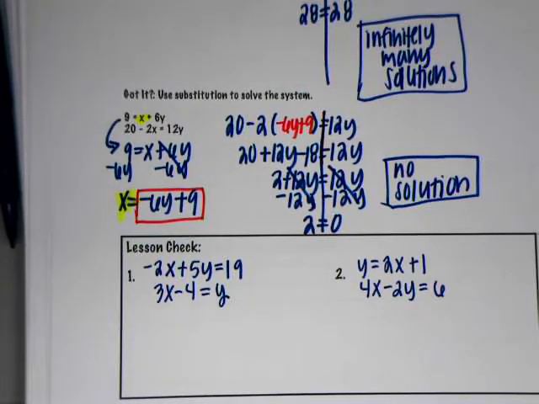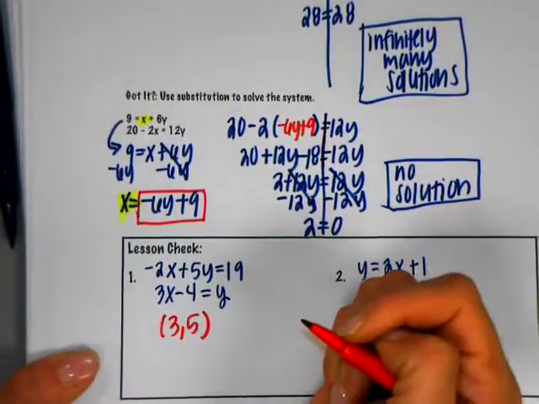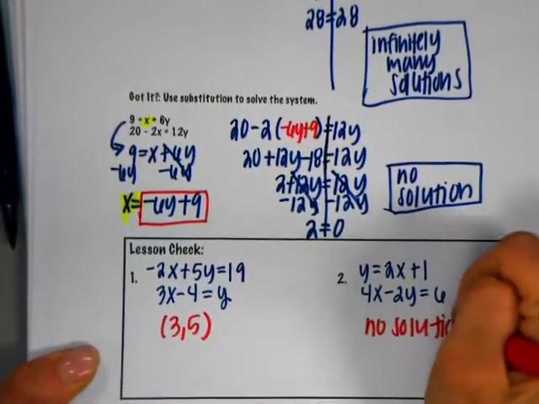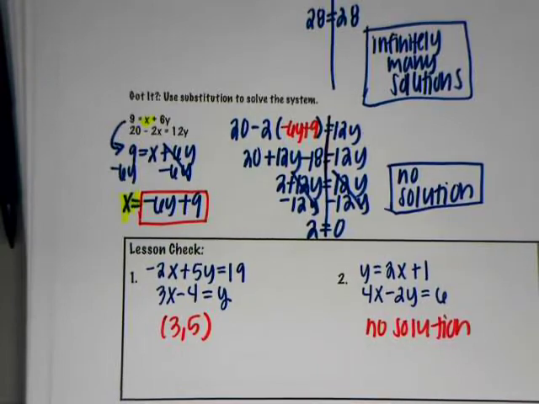So number 1, let me pull it up. You should get 3, 5 for your solution. Number 2 is no solution. Okay? So if you're not sure how to get those, then just make sure you ask on Monday. All right?